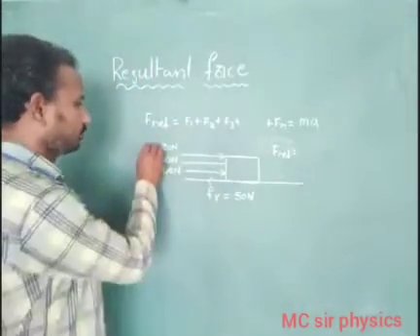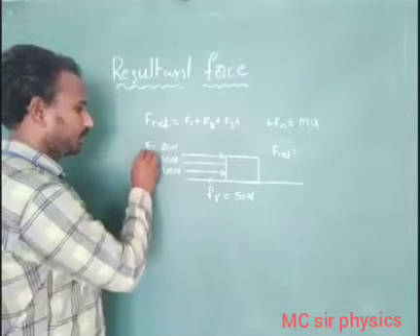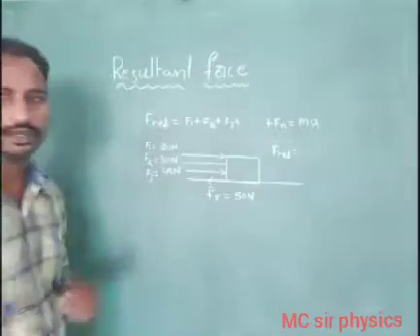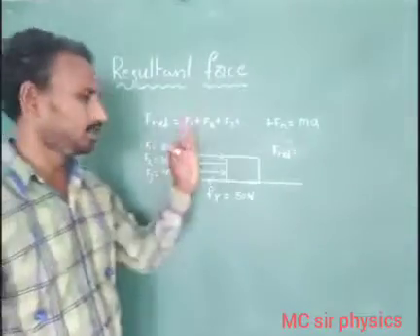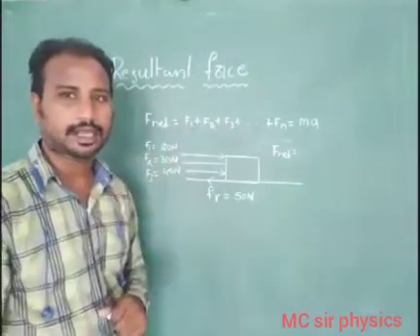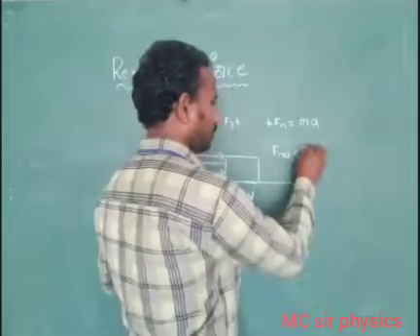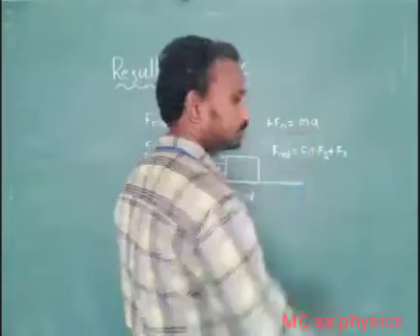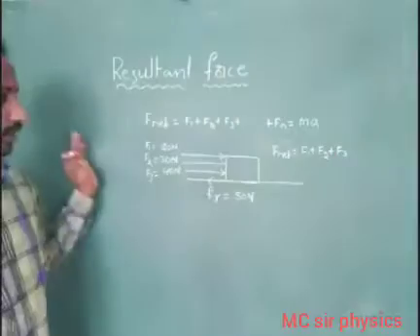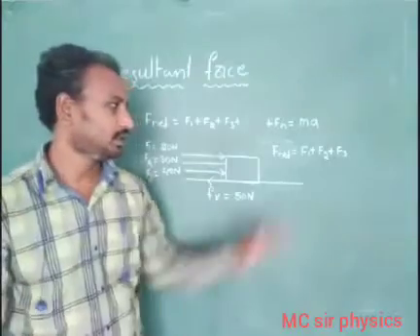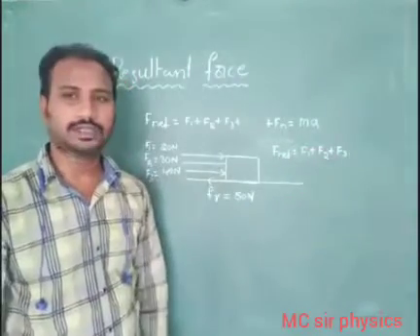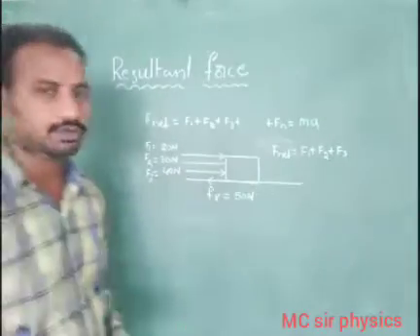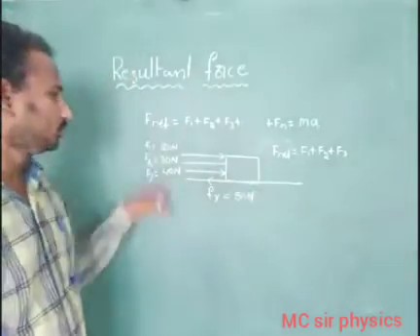First, F1 equal to 20 Newton, F2 equal to 30 Newton, F3 equal to 40 Newton. The direction of these three forces is the same. Yes or no? So we have to represent F1 plus F2 plus F3. You have to find the sum of these three forces. But one external force has a direction opposite to these three forces.